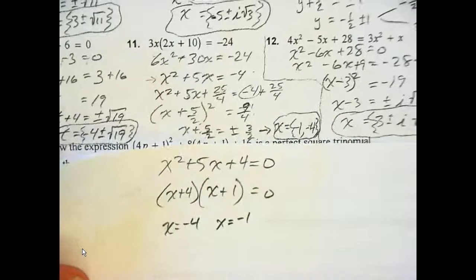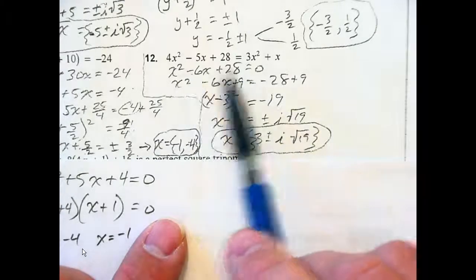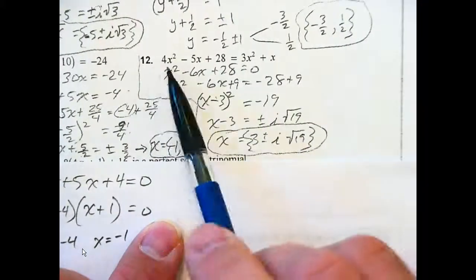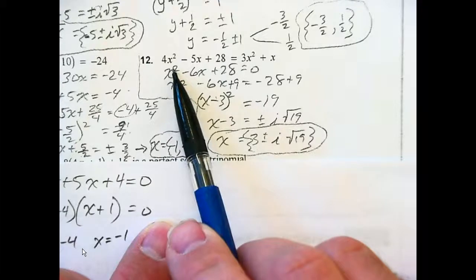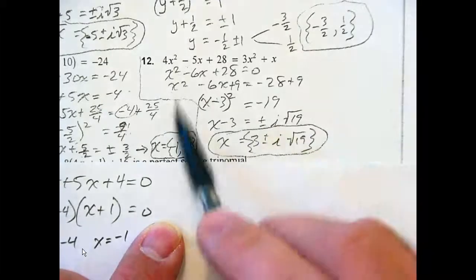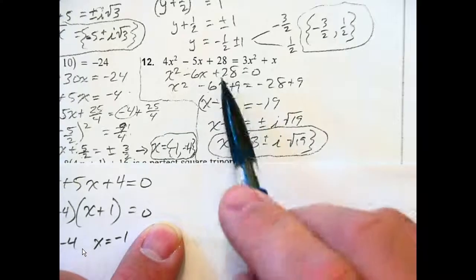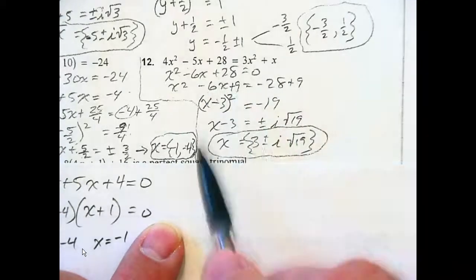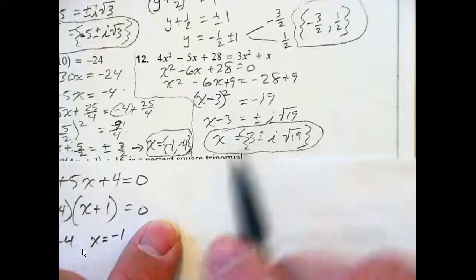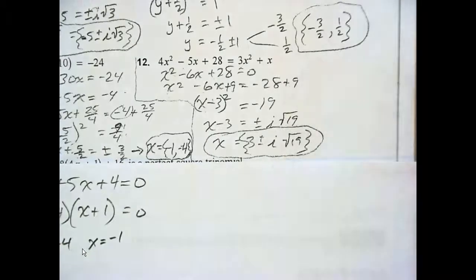Okay? And then number 12, I'm going to just put up the answer there. So start out by combining like terms. So move the 3x over, move the x over, and set it equal to 0. And x squared minus 6x, we have plus 28. So if I subtract the 28 over and make a perfect square trinomial here, I get x minus 3 quantity squared equals negative 19. Take the root and then add 3. Okay, so I get my i in there. Okay, so 3 plus minus i root 19.